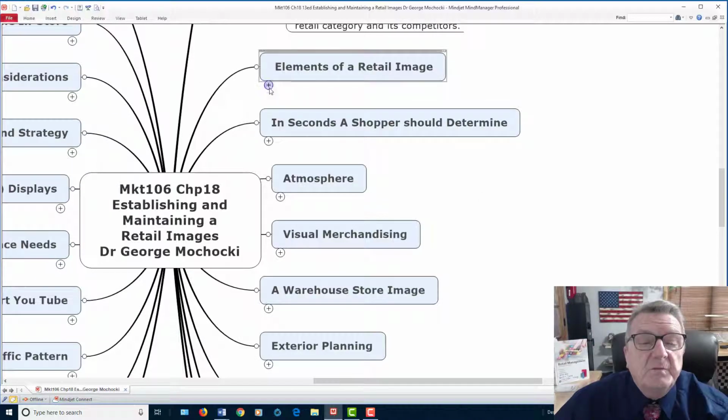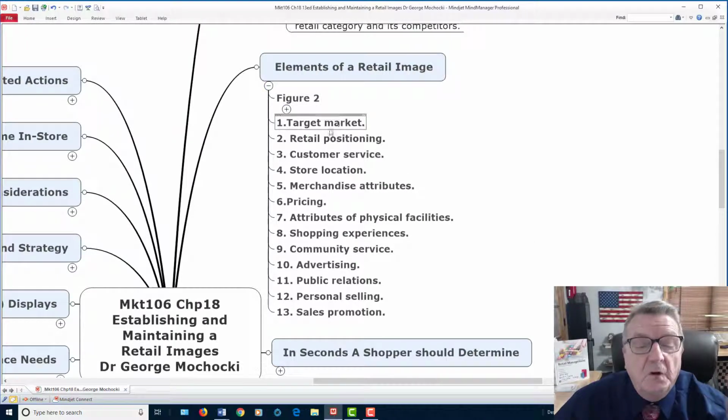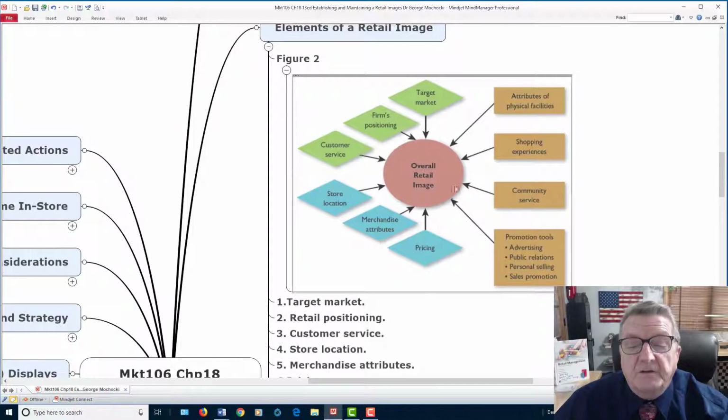Okay, so here's some basic elements of this. We talked about target market, but the author did a real nice thing. So here's the overall image. You can look at the target market, how you fit in, your position in it. Are you a new entry? Have you been there for a while? Customer service: are you number one for customer service? Depending on your business, store location, where it's located, could improve your image.